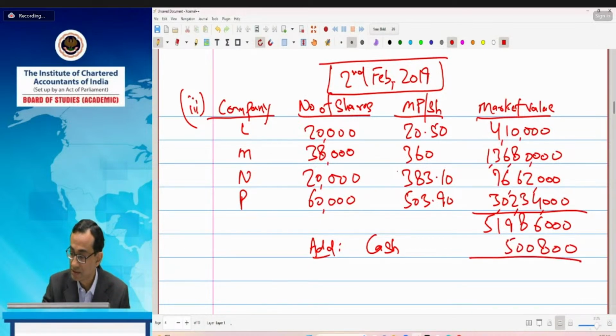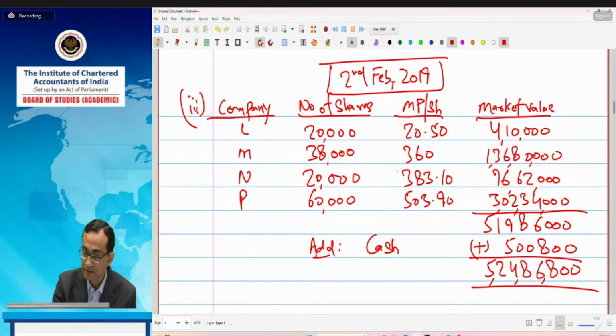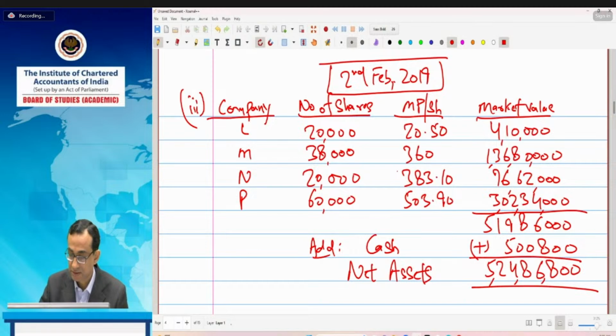Now we have calculated it. So it is 5248,6800. So it is actually coming to 5 crore 24 lakh 86,800. That is the net assets.